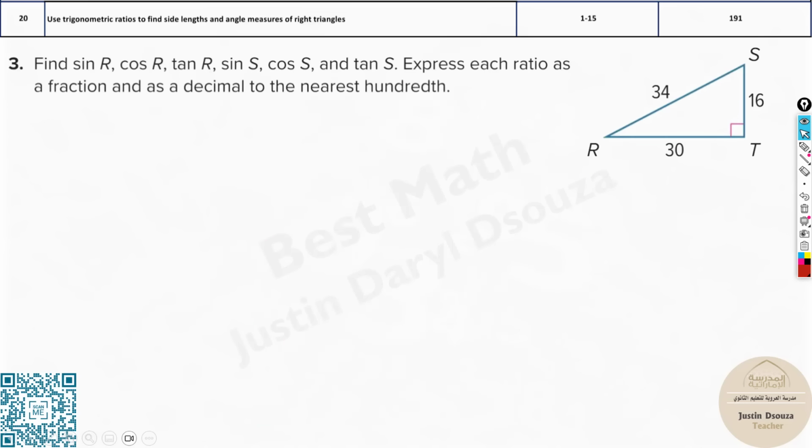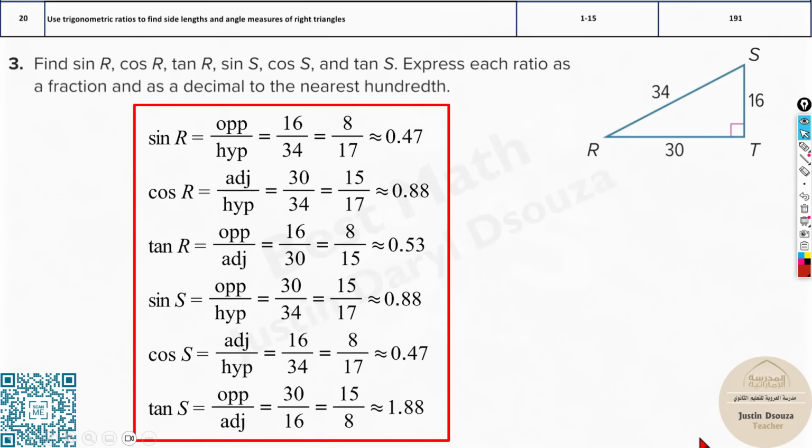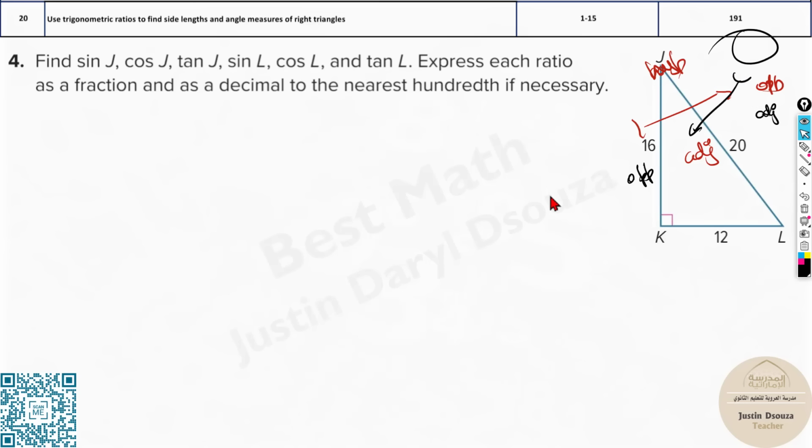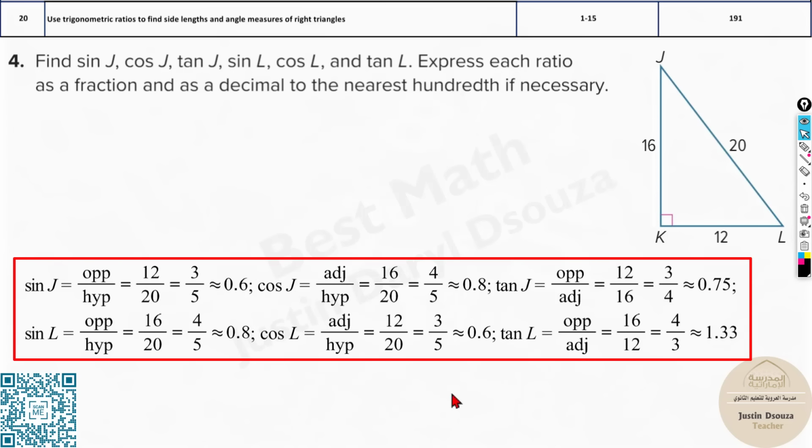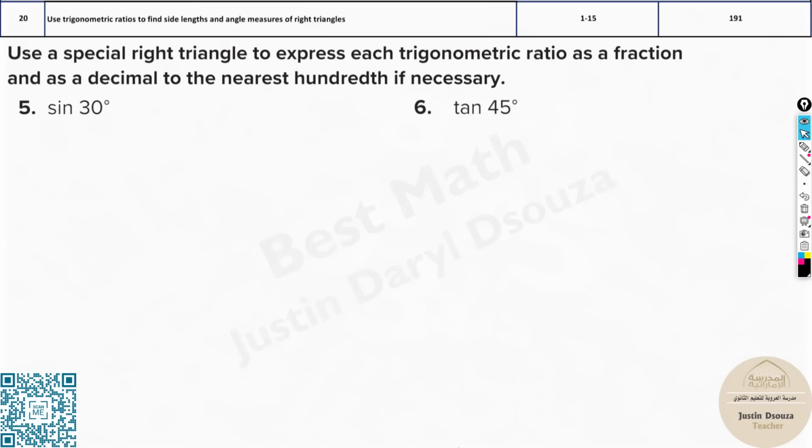Same over here. Over here as well. There's not much difference in this. It's just which angle you're considering. When you're considering, say, angle R, opposite is over here, this is the hypotenuse, and the other one is adjacent. I'll just change the color over here. For S, this becomes opposite and this is the adjacent. The adjacent and opposite swap with each other. Similarly, this is also the same thing. You can see all the answers over here. Please do them by yourselves and then check the answers.